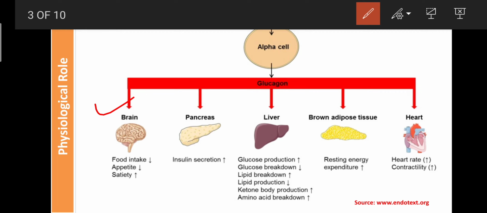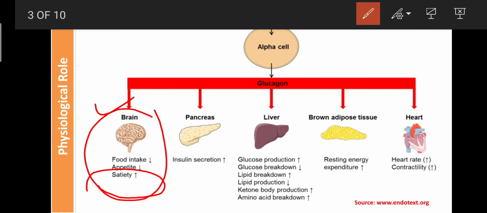On another side, by acting on the brain, it can enhance satiety. Satiety is nothing but feeling the fullness of the stomach. So due to that, we do not feel hungry. That condition is developed by glucagon by acting on the brain.